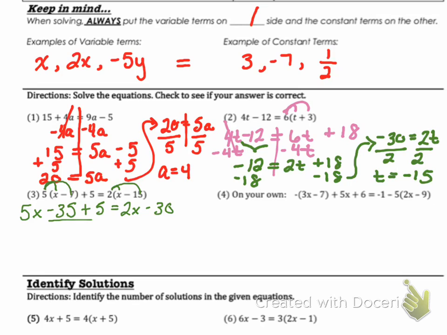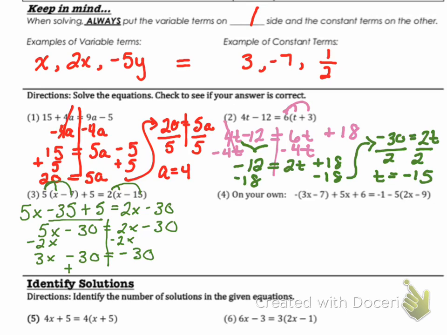And then from here I'll combine like terms. So I've got 5x. Now negative 35 plus 5 is negative 30. Set that equal to 2x minus 30. Now I want to get my variables to one side, so I subtract 2x from both sides. And that gives me 3x minus 30 is equal to negative 30. Notice again how I didn't drop my negative in front of that 30.